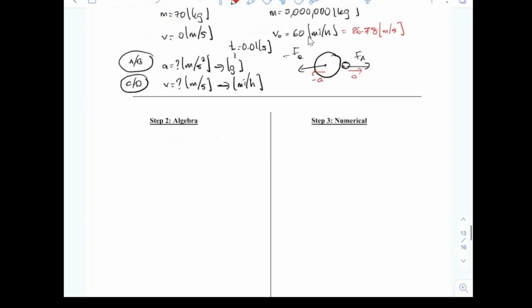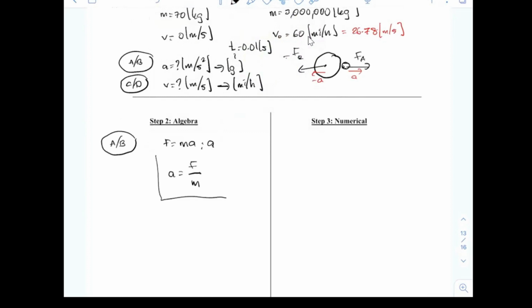Either way, acceleration is going to be caused by a force, action and reaction forces. So force is going to be responsible for the acceleration. So acceleration is the same as force divided by mass. That's it. That's as far as this is going to go.